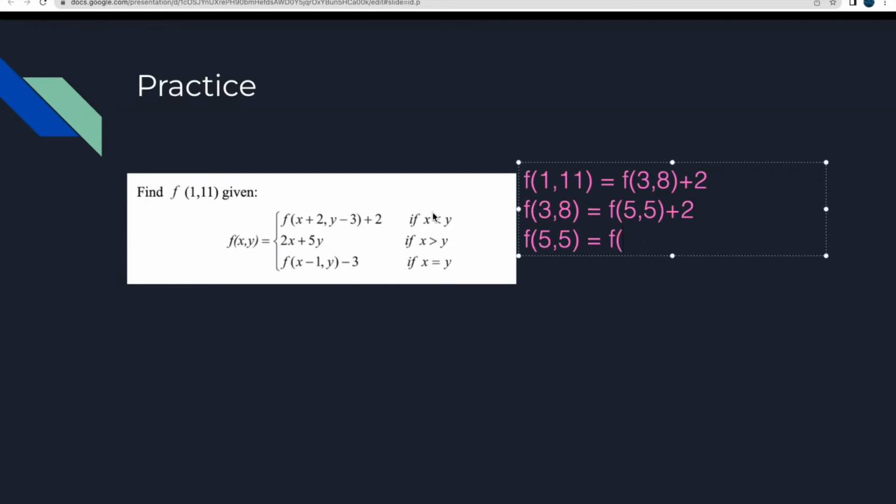The order is a little bit changed. Remember in the last one, the x equals y was in the middle, so be careful you don't get them mixed up. They're not always going to be in the same order. We're going to do f of 4, 5.